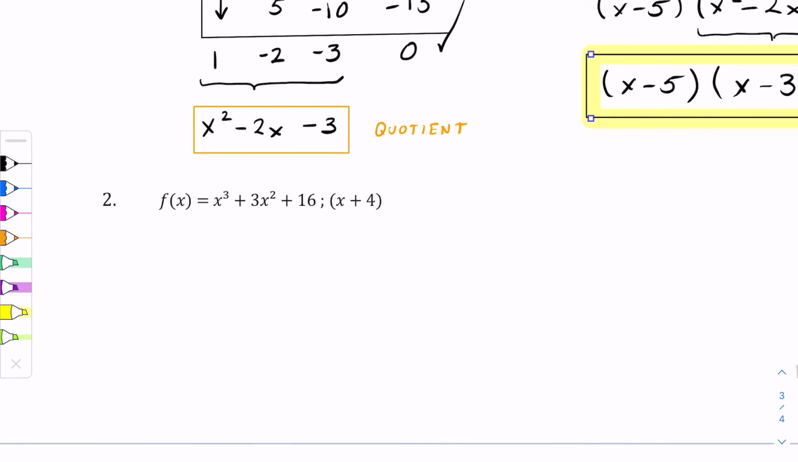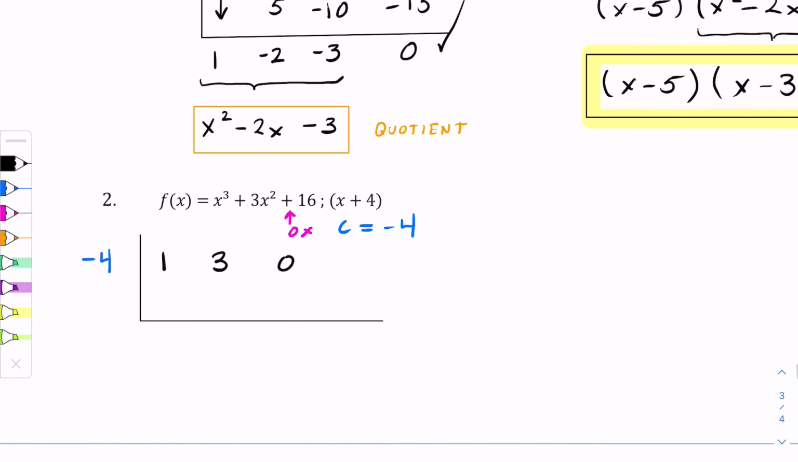And for the last problem, we have our synthetic divisor of -4. We are missing a term. We need to add in 0x. Bring down the coefficients of 1, 3, 0, and 16. 1 times -4 is -4. 3 plus -4 is -1. -1 times -4 is 4, plus 0 is 4, times -4 is -16, which is equal to 0.